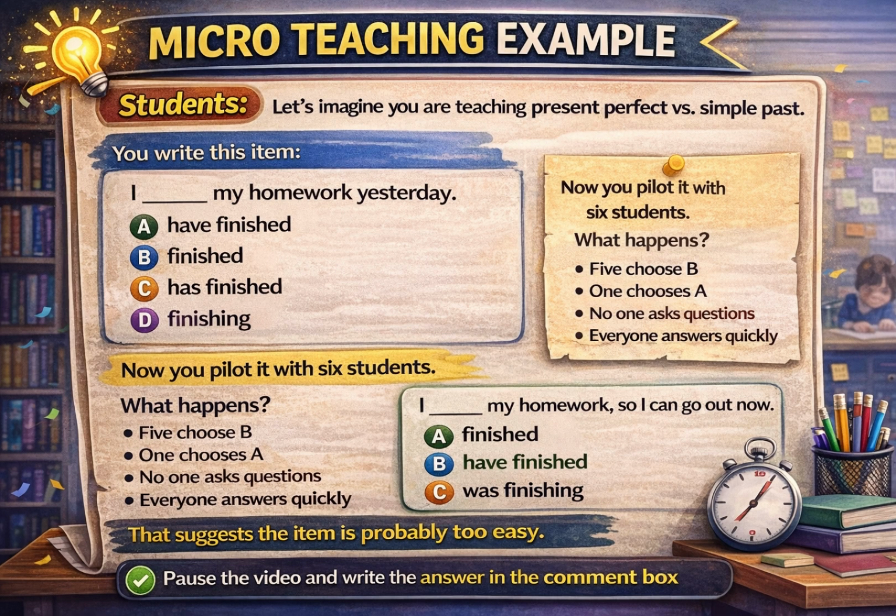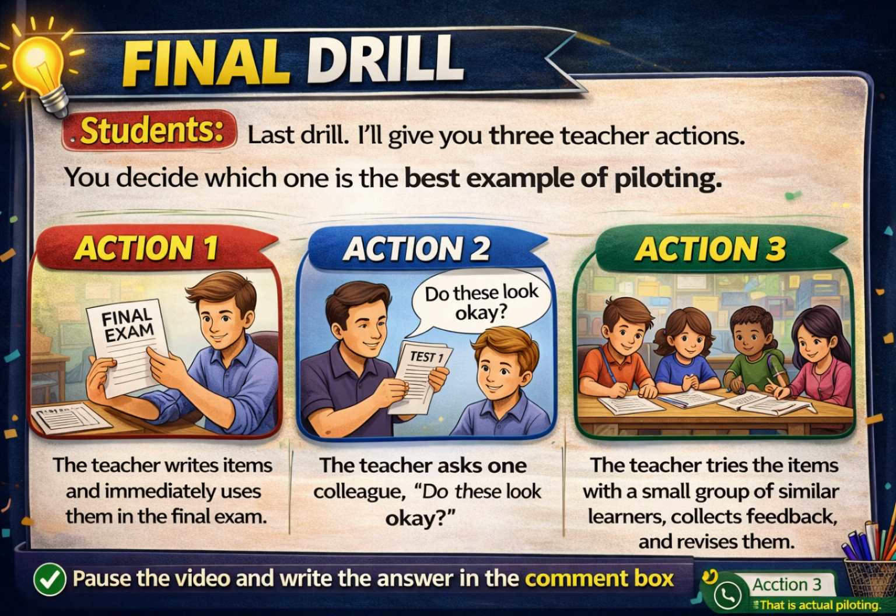So you revise it into a more discriminating item. I blank my homework, so I can go out now. A. Finished. B. Have finished. C. Was finishing. D. Saw unfinished. Pause the video and write the answer in the comment box. Now the item better targets present perfect with present relevance. Students, that is the value of piloting. It helps you improve the item before the real test.